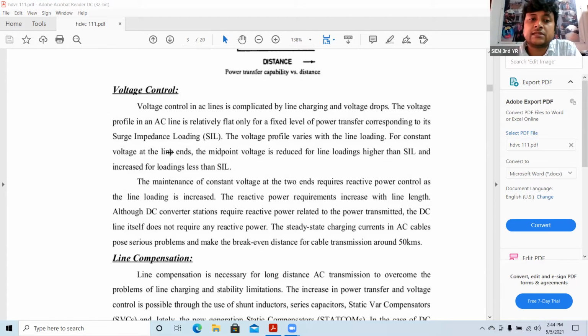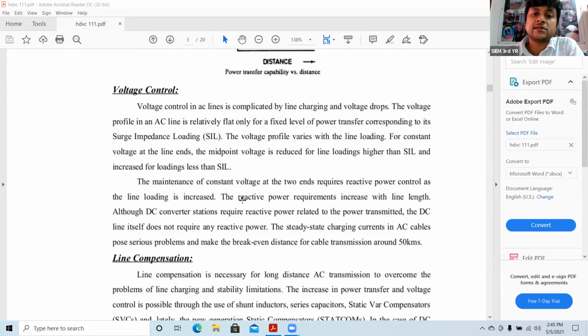The voltage profile varies with the line loading. For constant voltage at the line ends, the midpoint voltage is reduced for line loading higher than SIL, that is surge impedance loading, and increased for loading less than SIL. The maintenance of constant voltage at the two ends, that means the terminals of the DC line, requires reactive power control as the line loading is increased.